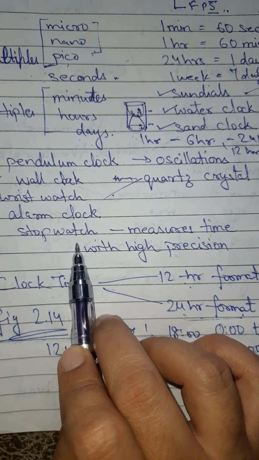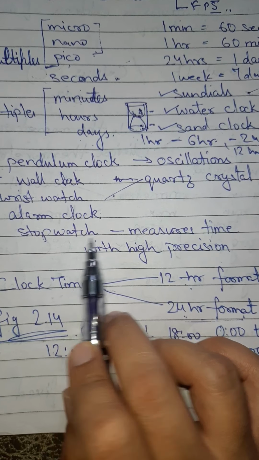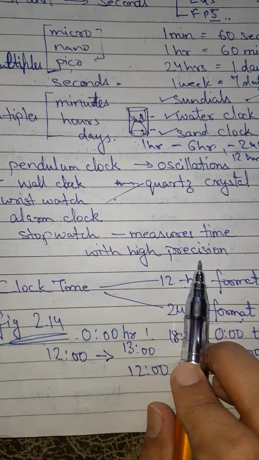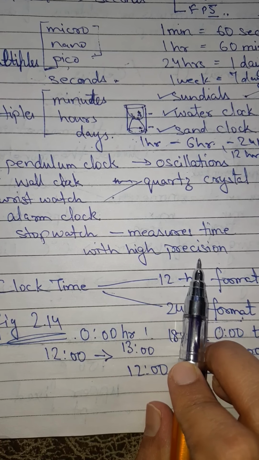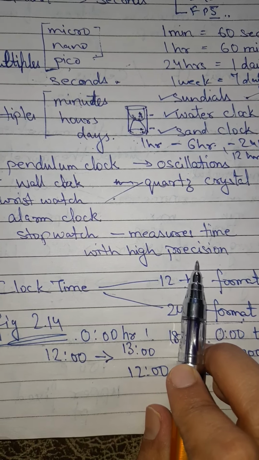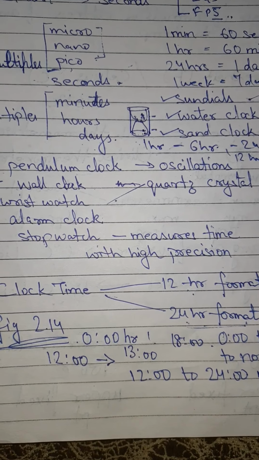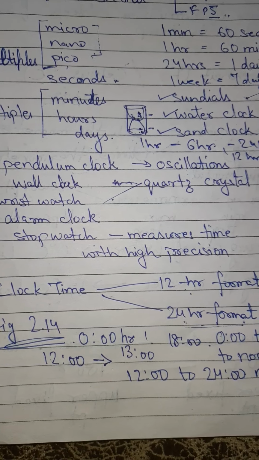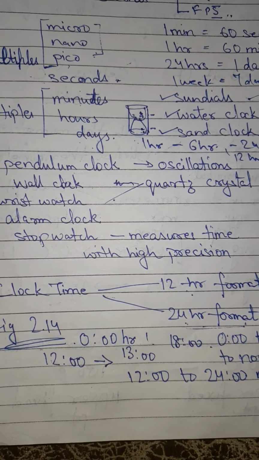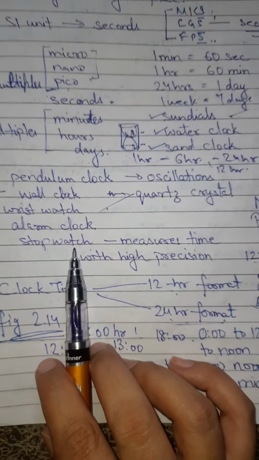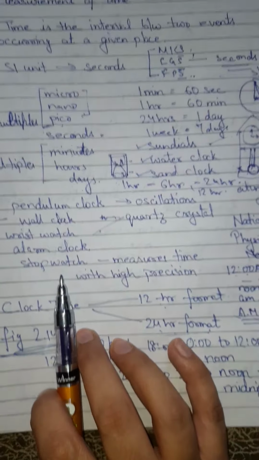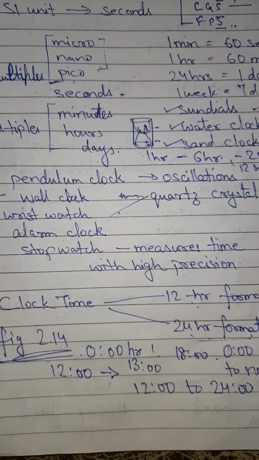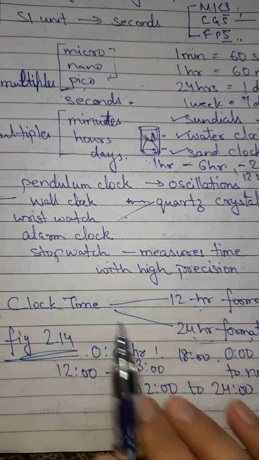Then the stopwatch. Stopwatch does not show the time, it only measures time with high precision. Precision means accuracy. So whenever we want to take note of how much time is used to do a certain thing, like for races, for example, how much time was taken by every athlete to finish the race, then we use a stopwatch. Now, these stopwatches are also available in the mobile phones. You can use them to understand the application better.